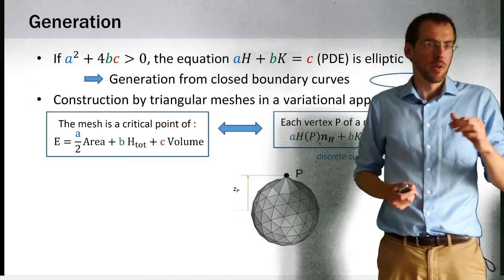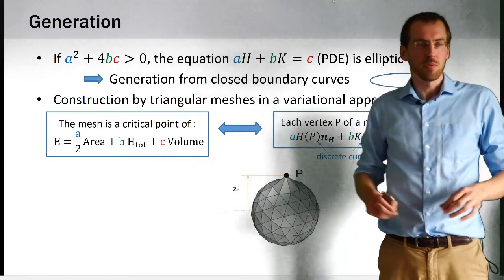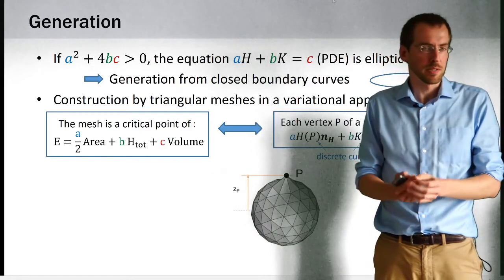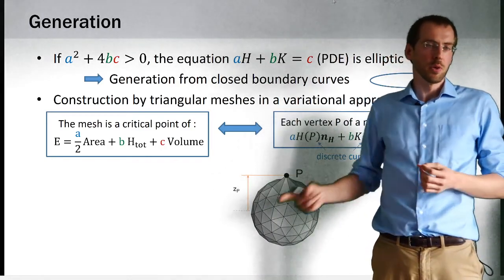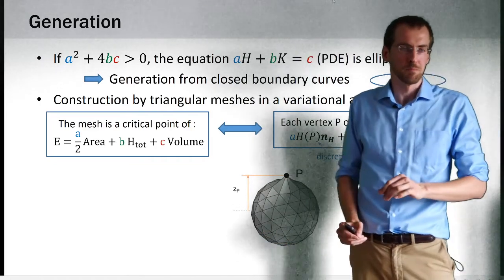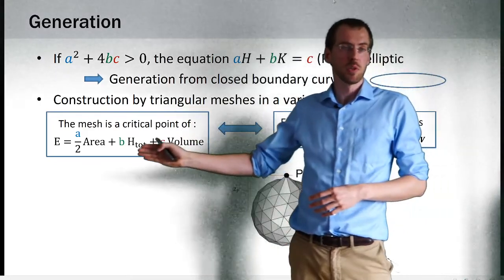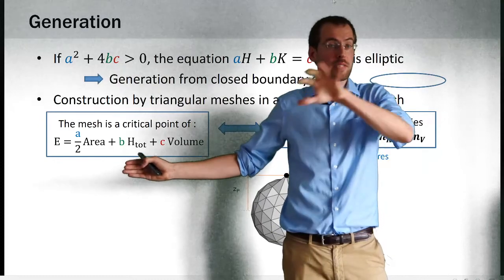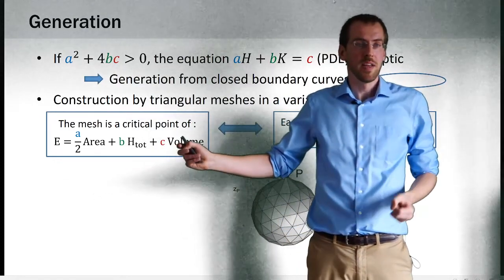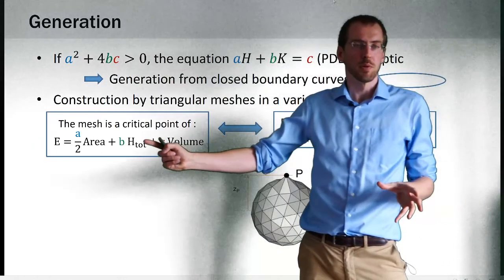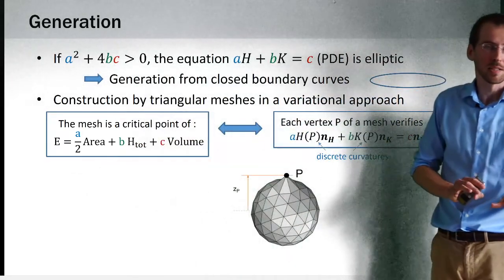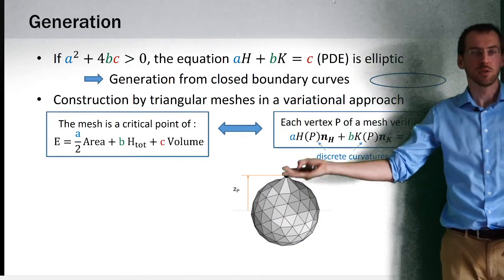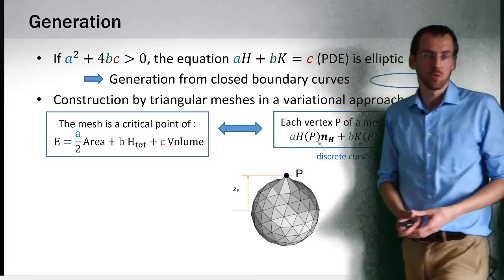So inspired by the geometry of smooth linear Weingarten surfaces, we propose a variational definition of discrete Weingarten surfaces, where we will model these surfaces by triangular meshes. And we find them as being the critical points of a combination of the area, the total mean curvature, like the integral of the mean curvature over the entire area of the surface, and the volume. And we show that being a critical point of this is equivalent to saying that each vertex of the surface fulfills the equivalent of a linear Weingarten relation, but now in a discrete sense, combining discrete curvatures in a linear relation.